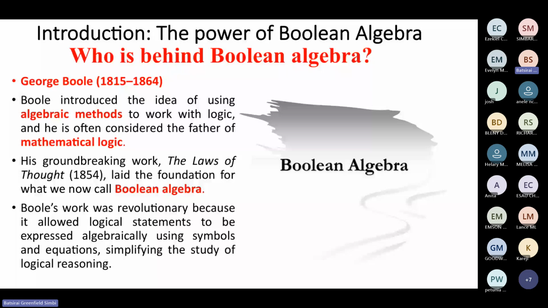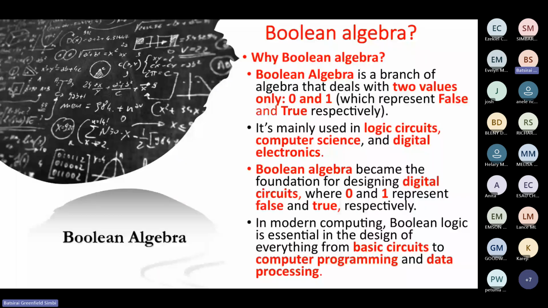Boolean algebra is a branch of algebra that deals with two values, that is 0 and 1, or false and true, or sometimes on and off. It is mainly used in logic circuits, computer science, and digital electronics. Boolean algebra became the foundation of designing digital circuits where 0 and 1 represent false and true, respectively. In modern computing, Boolean logic is essential in the design of everything from basic circuits to computer programming and data processing.